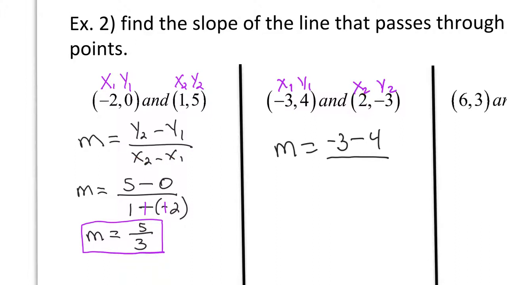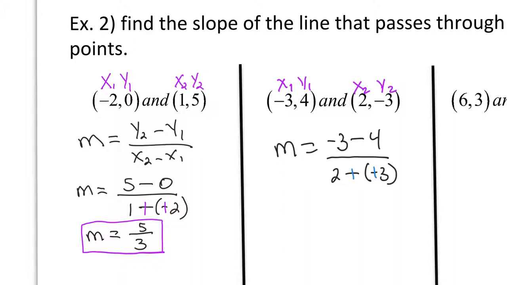So x2 is 2 minus, and we have x1, which is -3. So we have minus -3. And notice I'm using parentheses because we have double negatives. Again, careful with those signs. Always check your signs. Double negatives, you need to make them positive.